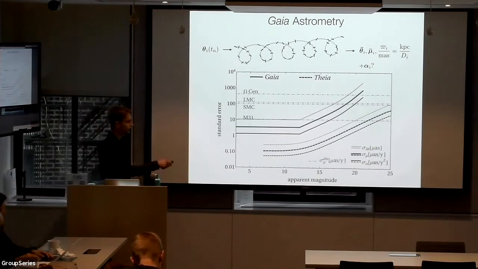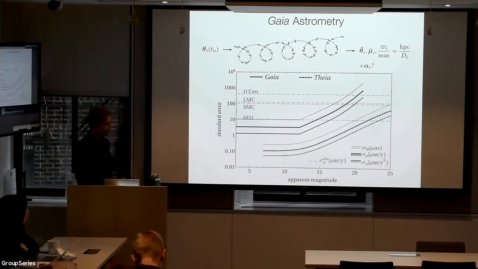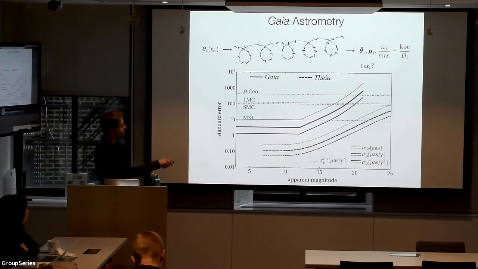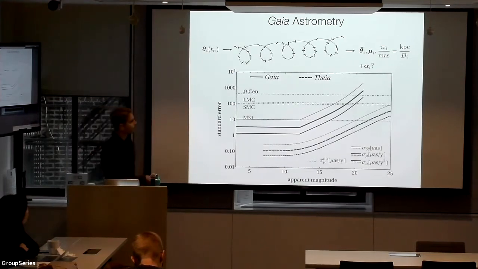And so the error for the brightest stars, sorry, not right now, but at the end of the Gaia mission, is predicted to be on the order of a few microarcseconds per year for the brightest stars and milliarcseconds per year for fainter ones. And here I've also plotted the intrinsic proper motion dispersion from the physical velocity dispersion in various targets. So you see that in the Magellanic Clouds you get on the order of 100 microarcseconds per year proper motion dispersion.